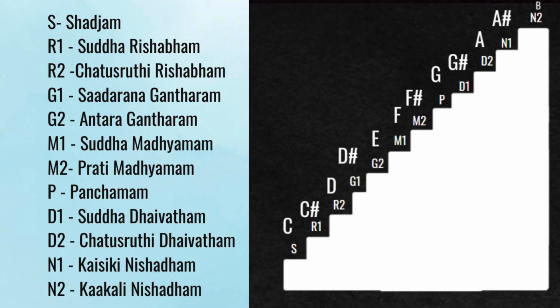People use small letters and capital letters. Some of them use Ga2 and Ga3 for Sadharana Gandharam and Antra Gandharam, and Ni2 and Ni3 for Kaishiki Nishadam and Kakali Nishadam. So let us make it clear the kind of notations we are going to use so that the conversion process is easier. Now moving on to the app.